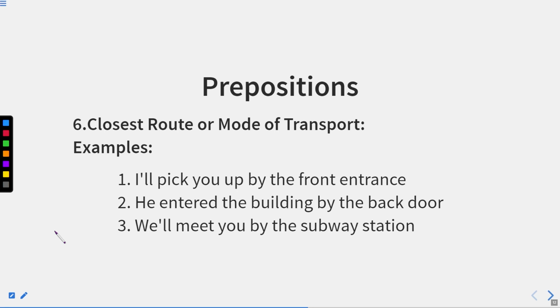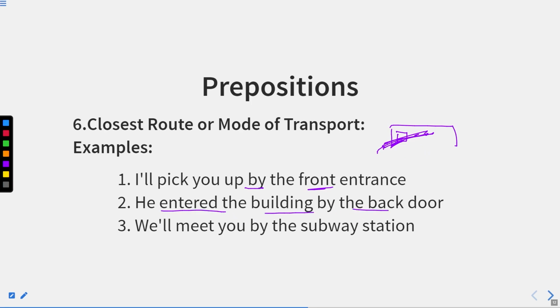Closest route or mode of transport. So whenever the closest route has to be shown, we use the preposition by. How? I'll pick you up by the front entrance. Now front entrance means that suppose there is a car or a bus, and this is the front entrance, and we are taking you from this side, so this is by the front entrance.